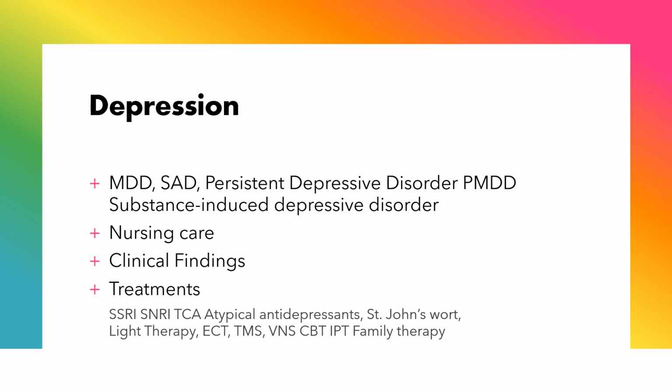We have premenstrual dysphoric disorder, PMDD. That's the depressive disorder associated with the menstrual cycle. And then we have substance-induced depressive disorder, which is just like what it sounds. That is our depressive findings, but it's caused by the use of or the withdrawal from alcohol.